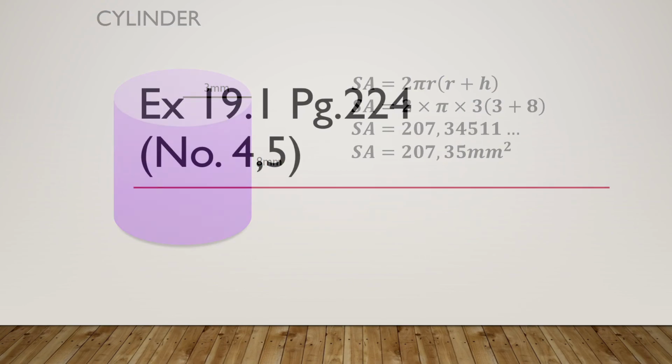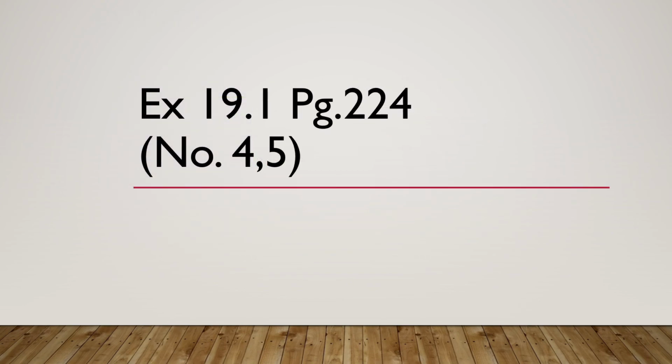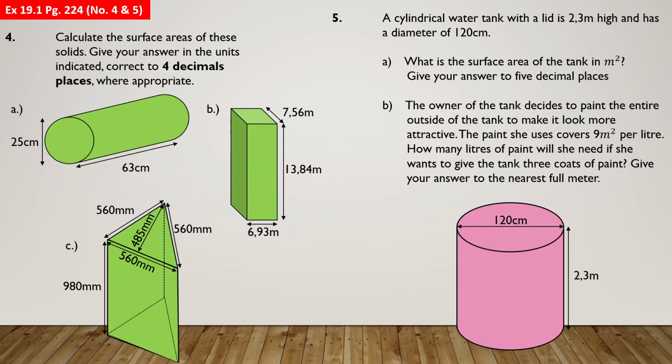For homework, I want you to please do exercise 19.1 on page 224, number 4 and 5. I'll show you what it looks like. It looks like this. It gives you 3 prisms that you have to work out the surface area of. Please take note that it says 4 decimal places. Don't try and do 2 decimal places when it tells you 4.